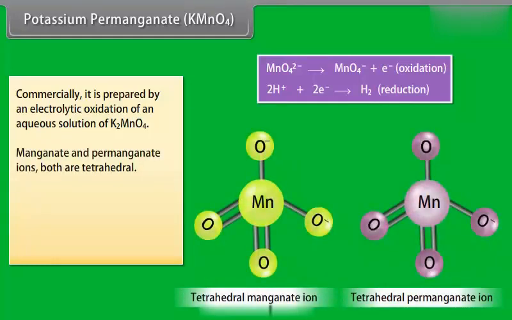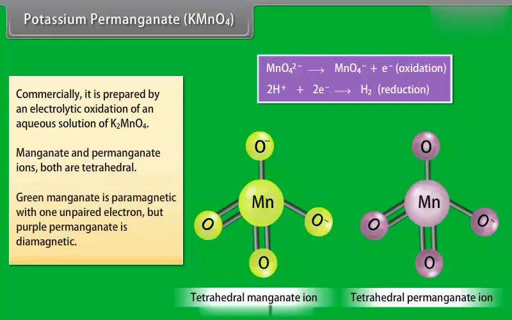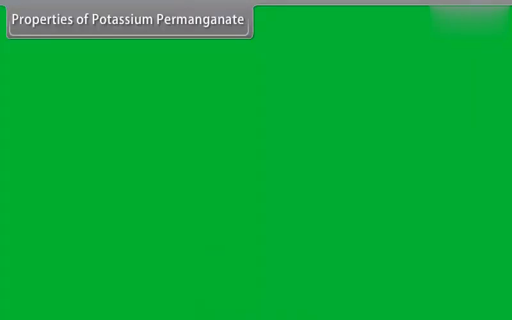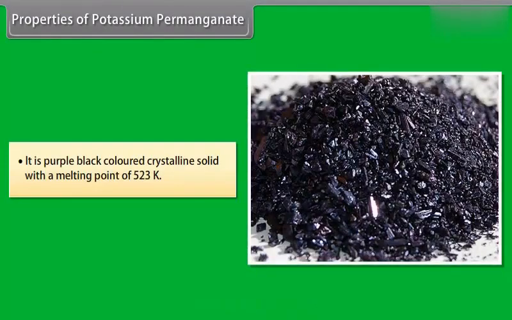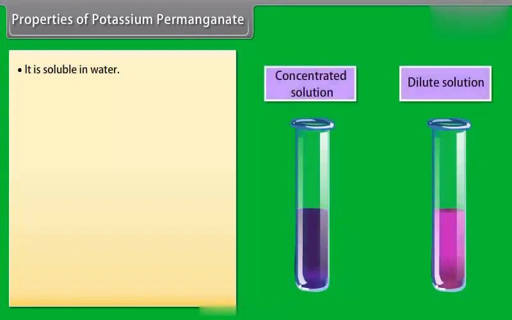Manganate and permanganate ions both are tetrahedral. Green manganate is paramagnetic with one unpaired electron, but purple permanganate is diamagnetic. Properties of potassium permanganate. Potassium permanganate is a purple-black colored crystalline solid with a melting point of 523 Kelvin. It is soluble in water.